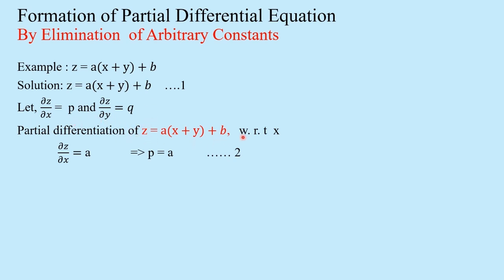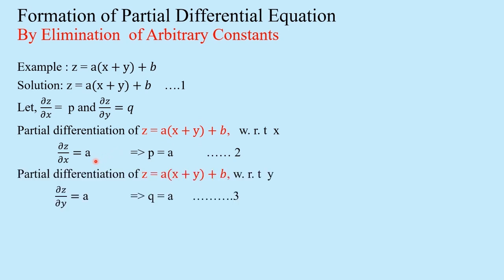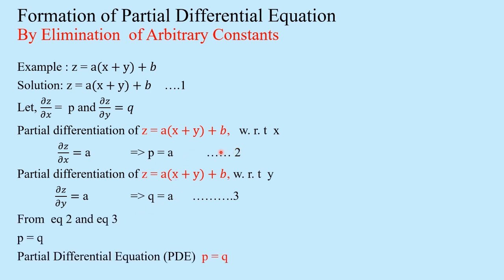Partial differentiation of this with respect to x, z will become dou z by dou x. Here a into, when we differentiate this, it is 1. When we differentiate this, it becomes 0, and this also 0. So we get a. Now partial differentiation of this with respect to y, z becomes dou z by dou y. This is a, and differentiation of this here will become 0, and differentiation of this is 1. So we get a. Now we got p is equal to a and q is equal to a. Equating 2 and 3, we get p is equal to q. So this is the required PDE.